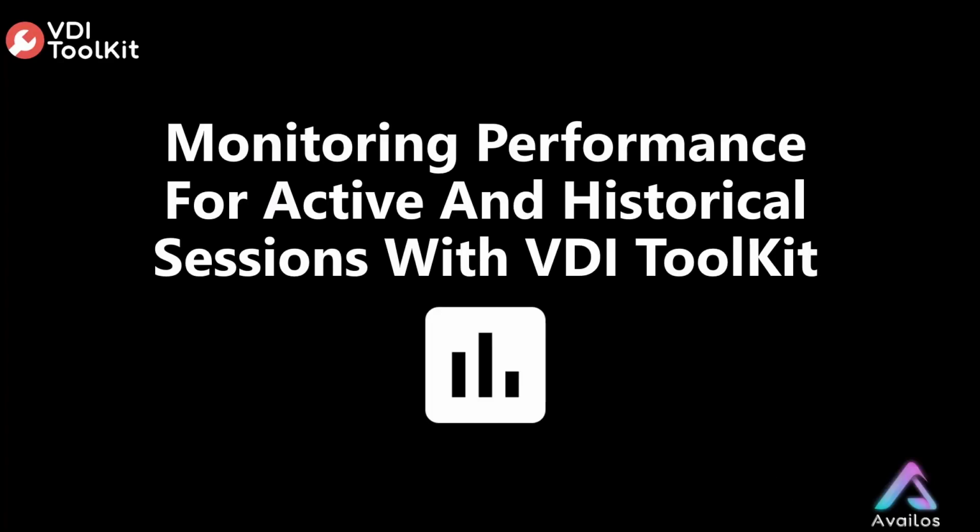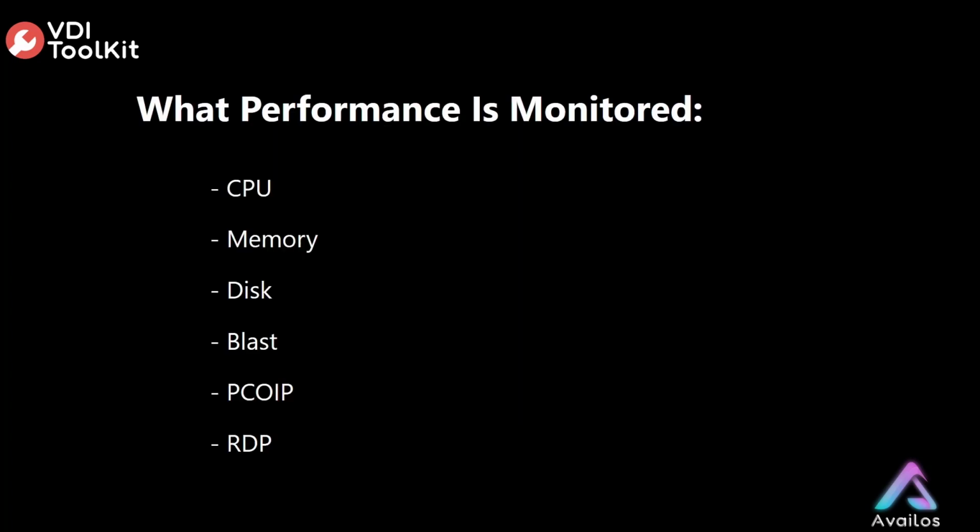In this tutorial, we will be demonstrating how to monitor performance for both active and historical sessions within your virtual desktop environment using the VDI ToolKit. So what performance is monitored? Well, CPU, memory, disk, BLAST protocol, PCoIP protocol, and RDP protocol are monitored. Now, please keep in mind that when connected to a virtual desktop session, only one protocol will actually be being used during that session.